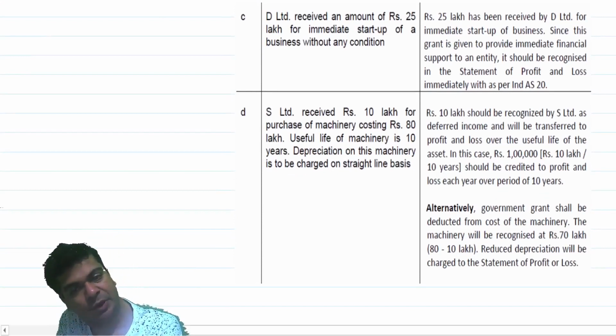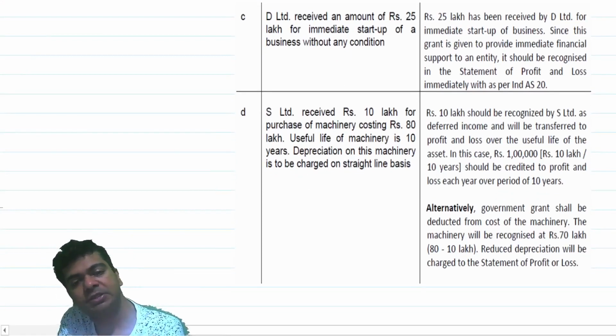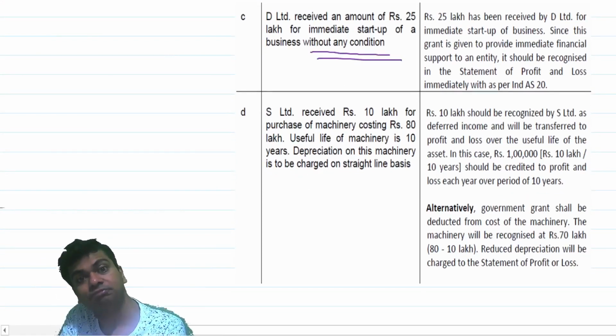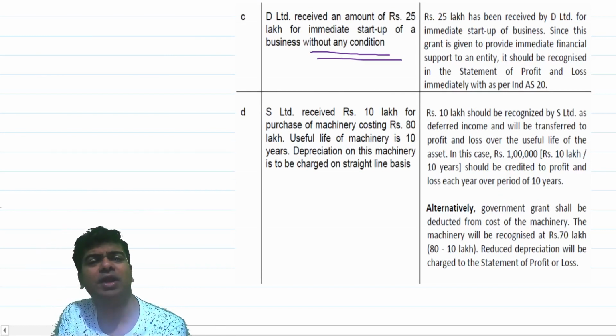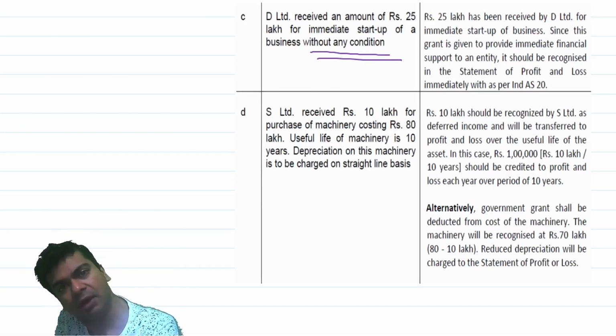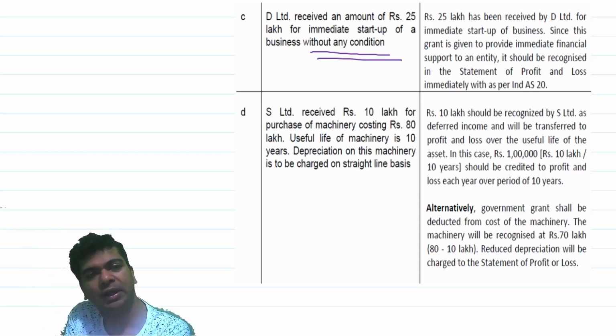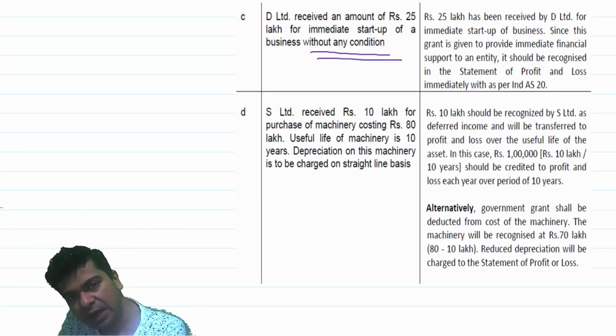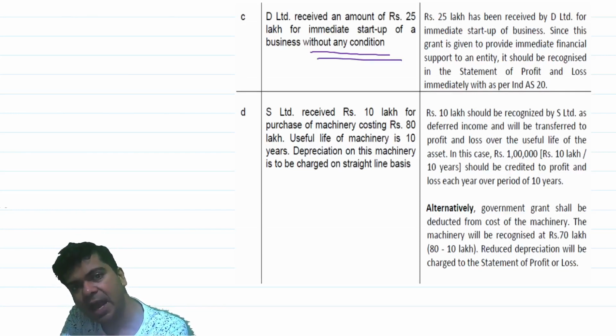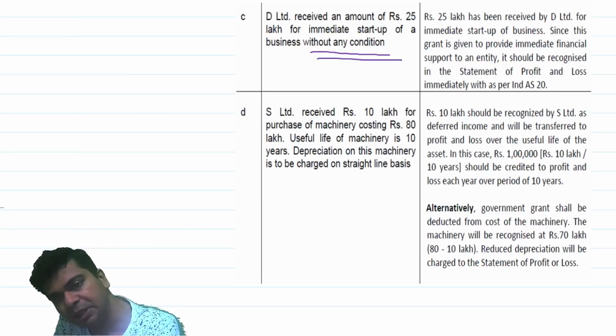D Limited received an amount of 25 lakhs for immediate startup of a business without any condition. It's an unconditional grant. You know it very well. What will you do with an unconditional grant? Immediately recognized in the profit and loss account, right? 25 lakhs I will directly, entirely, credit to the P&L.